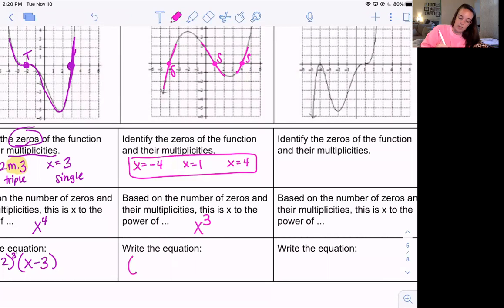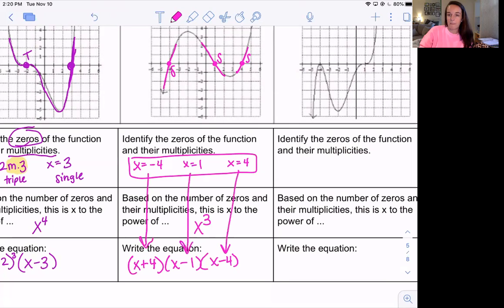So the first one, I would say this is x equals -4, so I'd start with x plus 4. For the second one, I have x equals 1. I agree, it would be x minus 1. And then the last root, x equals 4, this would be x minus 4. Exactly. So each of these corresponds to one factor. Definitely. Thanks for those chats.